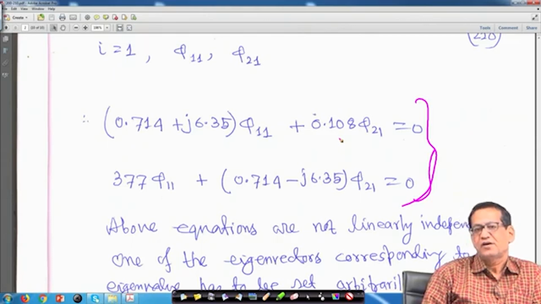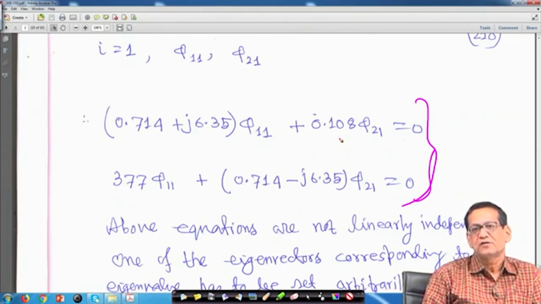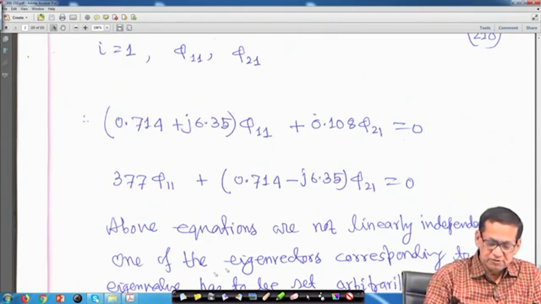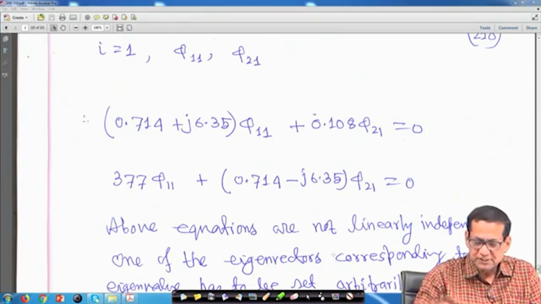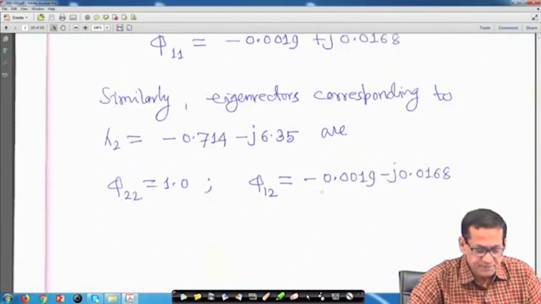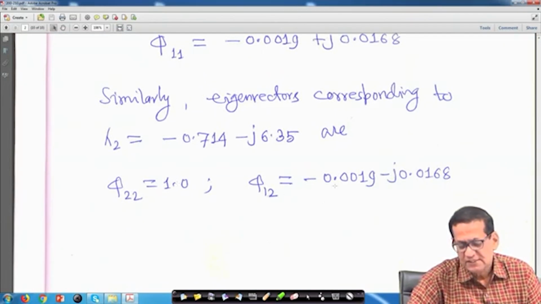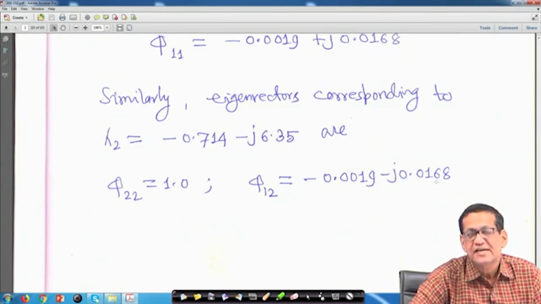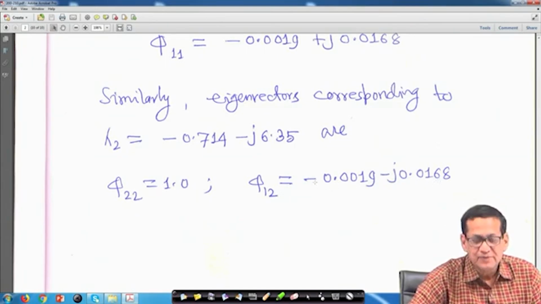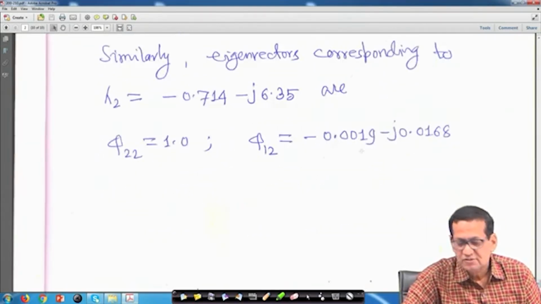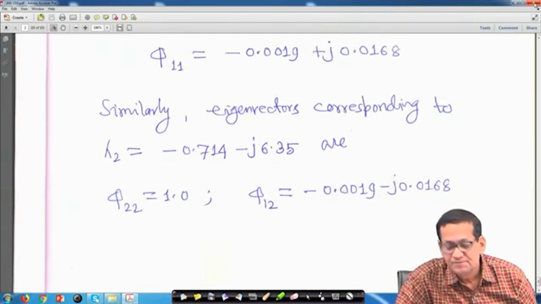For those lambda 2 values, you then assume that phi 2 2 is equal to 1, right. Then phi 1 2 can be calculated as minus 0.0019 minus j 0.0168, right. So, we got all the 4 values. Therefore, we will go to the next page. So, just hold on.